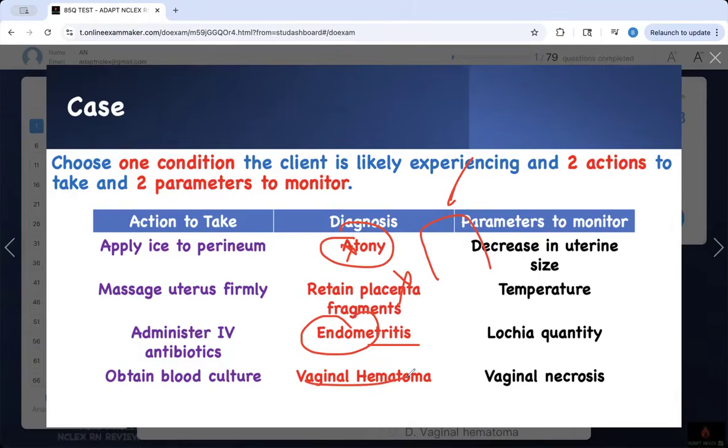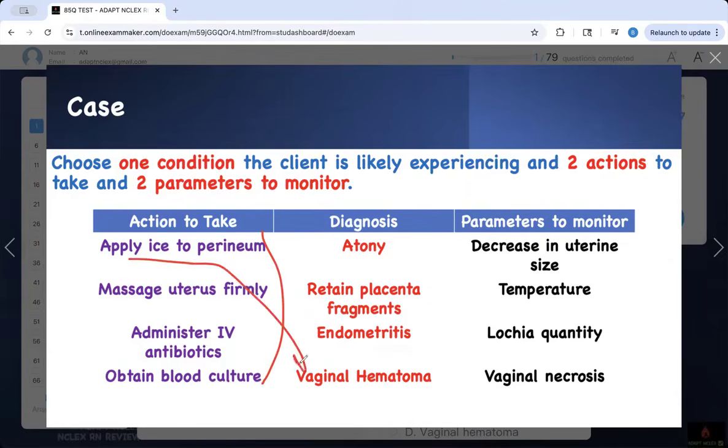You see concealed blood. That means what? You will see hematoma in the perineum when you look at it. This is the way you answer both type questions. Therefore, this is our answer. Apply ice to the perineum. If you know the answer choice, the diagnosis, then it's easy. If I know this is endometritis, then I just look and pick something that I can use to treat endometritis.